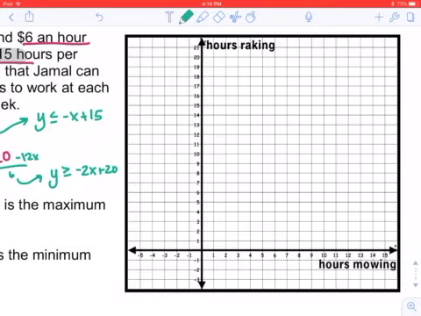So the first one, we have a y-intercept of 15 and a slope of just negative x. Solid line because it can be equal to. You'll notice I'm not really going to go into the negatives because if this is representing hours, I'm not going to have negative hours. So I'm not even going to worry about this part. The other one, I'll change colors here. Y-intercept of 20, slope of negative 2 this time. Again, solid line.